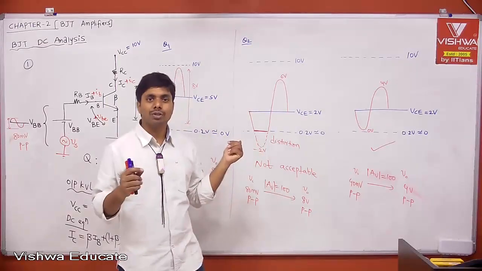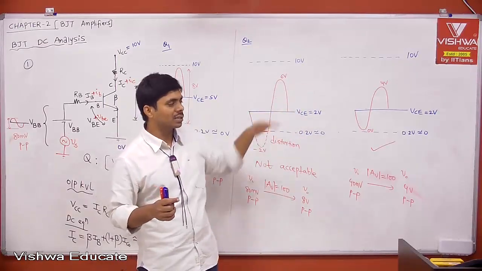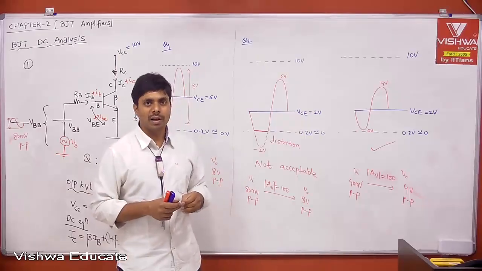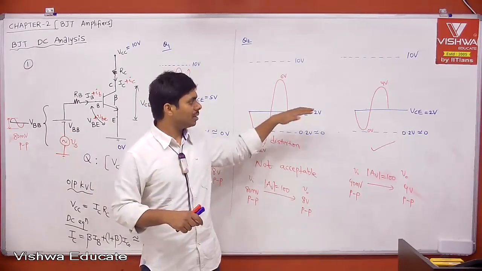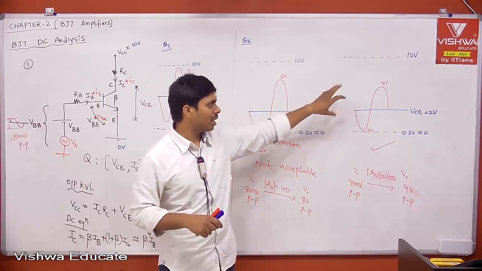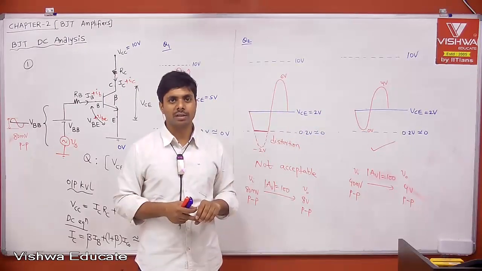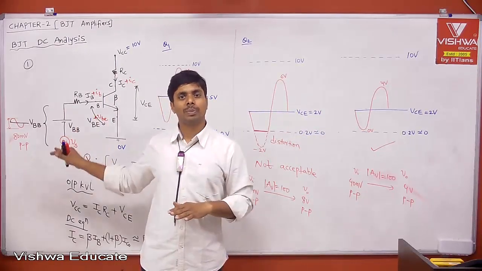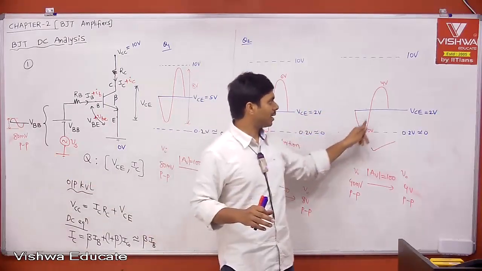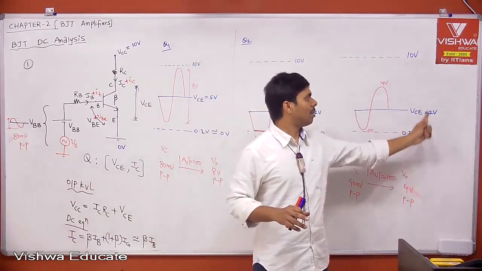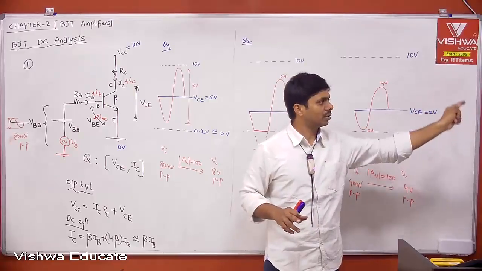Then we have to choose the output operating point such that there is no clipping, or you reduce your input peak to peak. If you reduce your input peak to peak, then even though your operating point is at 2, you will not see any distortion. But if input peak to peak is fixed and my operating point is fixed, then I will always get my AC signal about the operating point you set.